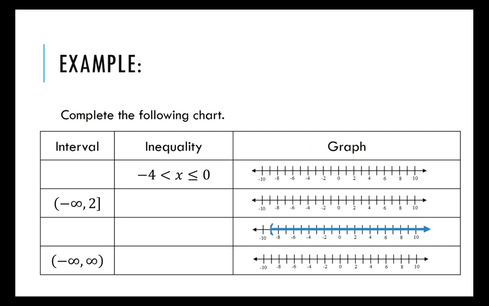So now we're just going to fill out the chart by making sure that everything we just talked about matches. We're given an inequality here. Negative 4 strictly less than x, less than or equal to 0.